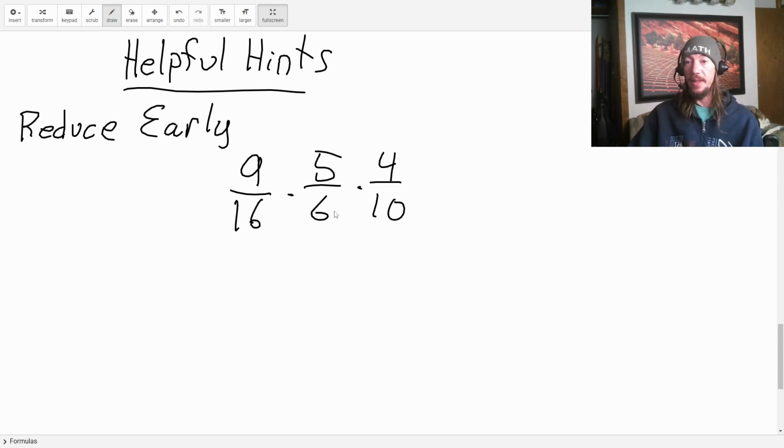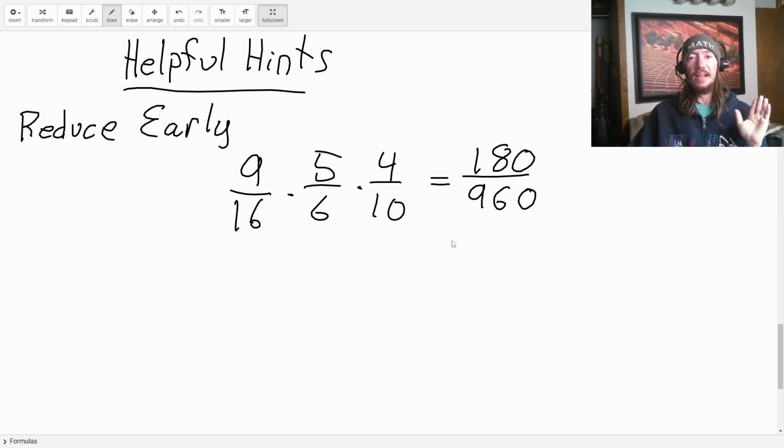Now, if we just blindly apply the multiplication rule without thinking about it, which we can do, we get some rather big numbers here. So I have to multiply 9 times 5 times 4, which gets me 180. And then 16 times 6 times 10, which gets me 960. Now these are big numbers, and we'd have to do some steps to reduce these from here, which we can obviously do, but even to get these numbers was not all that easy. Multiplying 16 and 6 took a little bit. These are large numbers. And again, it's easier to work with fractions when they're small numbers.